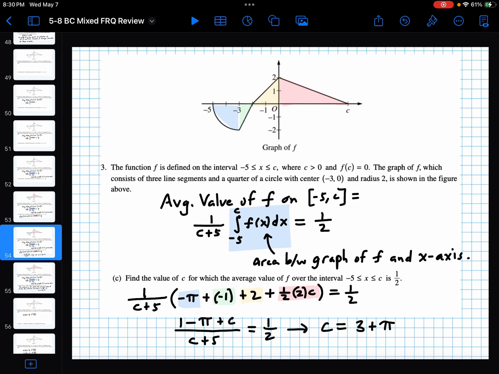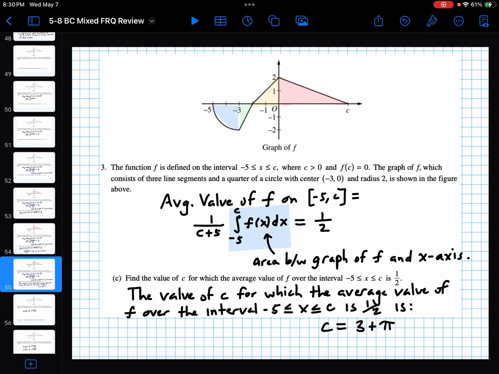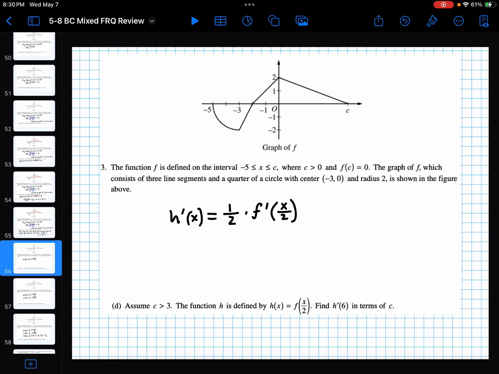Once again, you want to use the words of the question. So I'm going to erase some of this stuff and just use the wording of the question to answer. The value of c for which the average value of f over that interval is 1/2 is c equals 3 plus pi. All right, on to part D.